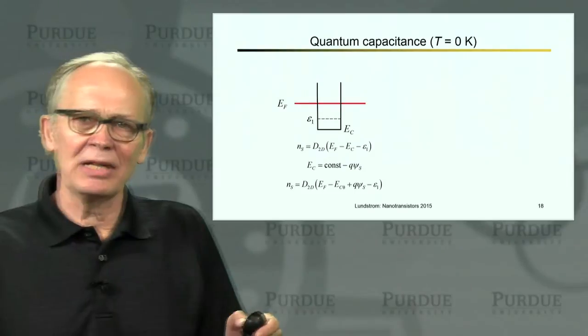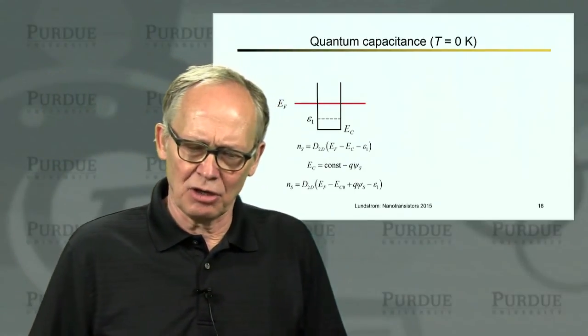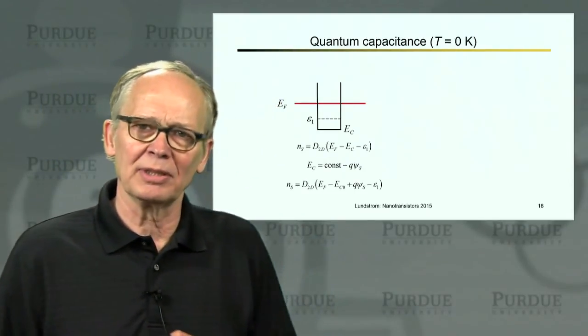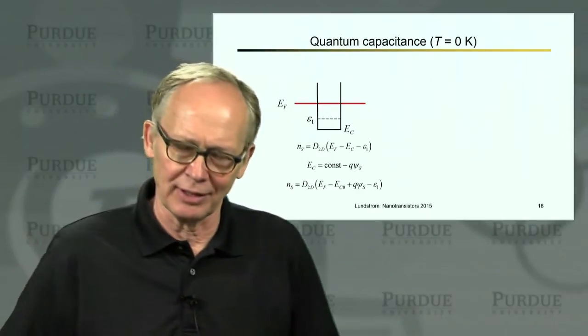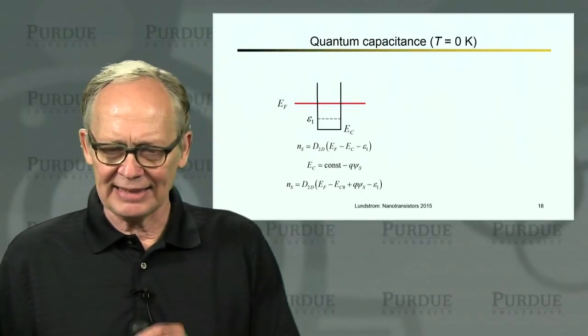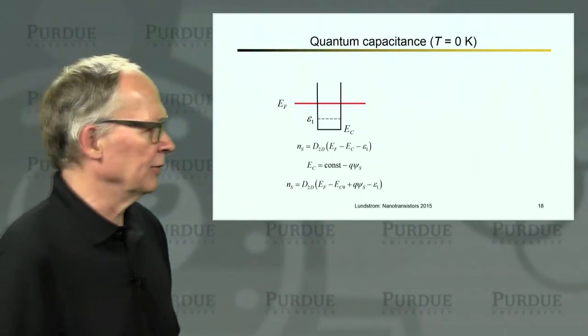All right, now let me go back up and talk briefly about what this quantum capacitance is that popped out of our algebra. And it's easiest to talk about it at 0 Kelvin.